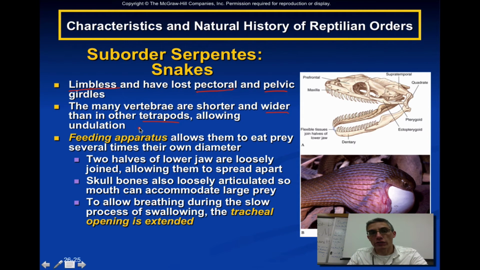Now, because of the way their body is put together, they've had to adapt in terms of how they feed. They have feeding apparatus which allows them to eat prey that tend to be several times their own diameter in size.